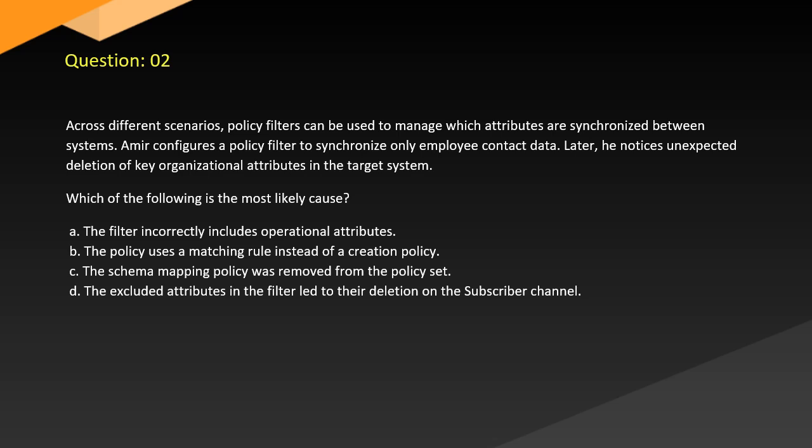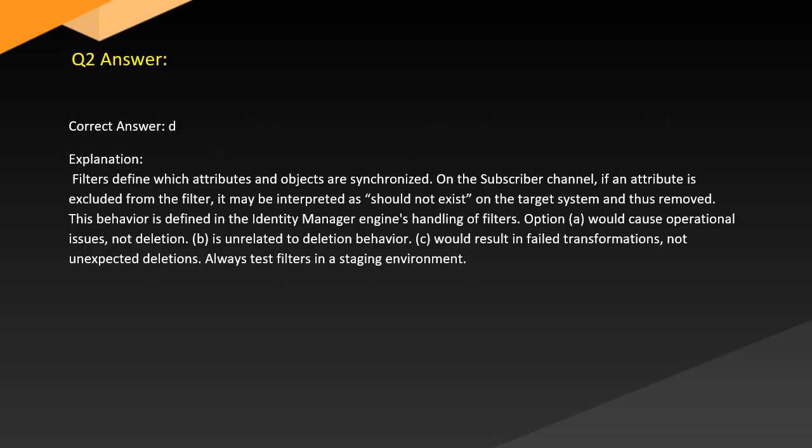A. The filter incorrectly includes operational attributes. B. The policy uses a matching rule instead of a creation policy. C. The schema mapping policy was removed from the policy set. D. The excluded attributes in the filter led to their deletion on the subscriber channel. Answer. Correct answer. D. Explanation.